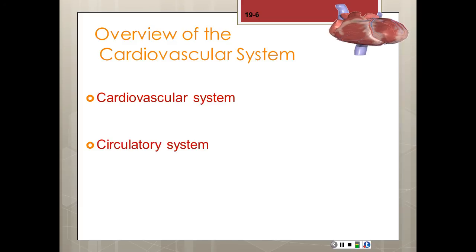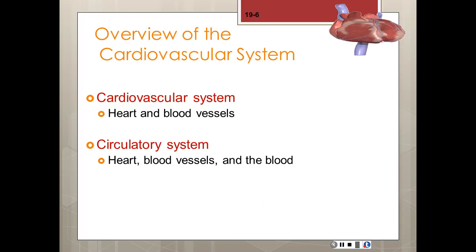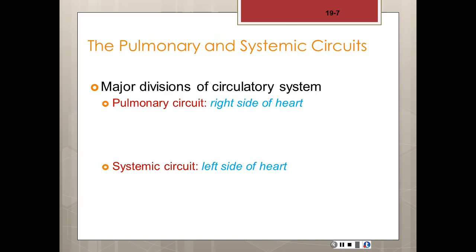So the cardiovascular system and the circulatory system, what is the difference between the two? You might think, oh, this is the same thing. Sort of. But when we talk about the cardiovascular system, we're talking about just the heart and the blood vessels. When we look at the circulatory system, we look at the heart, blood vessels, and the blood. So that's why chapters 18, 19, and 20 are entitled the circulatory system, because those are the 3 main components dealing with the circulatory system.